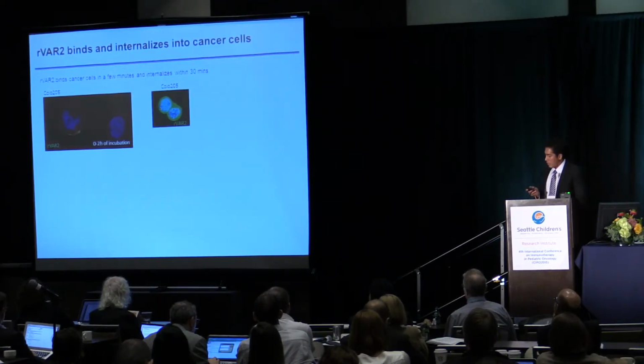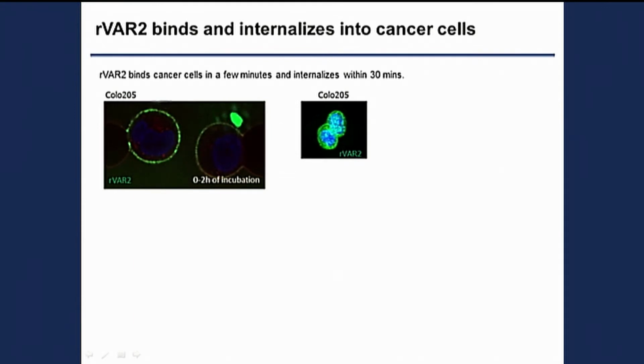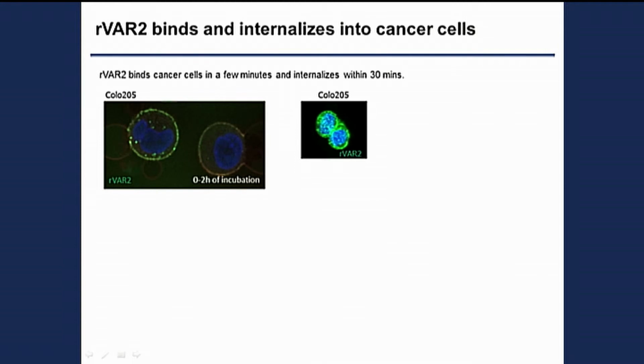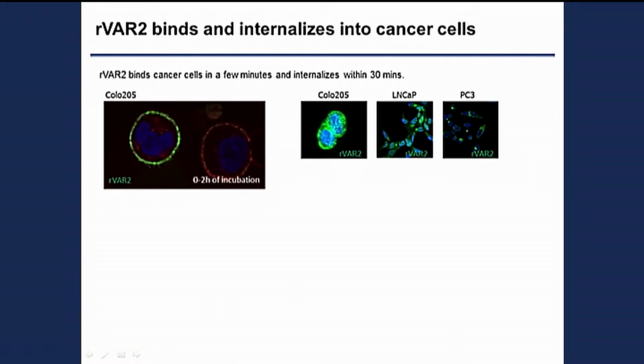Now we know that VAR2 can bind the cancer cell, and our next question is whether it can be internalized into the cell or not. Here we can see the green color is VAR2 in the immunofluorescent image, and you can see it can internalize into the cells. And this process can also be seen in other different cell lines.